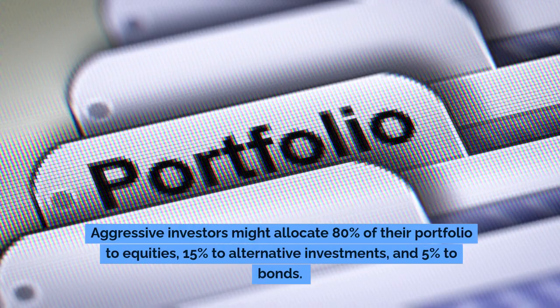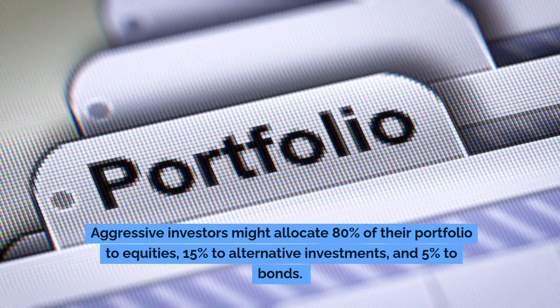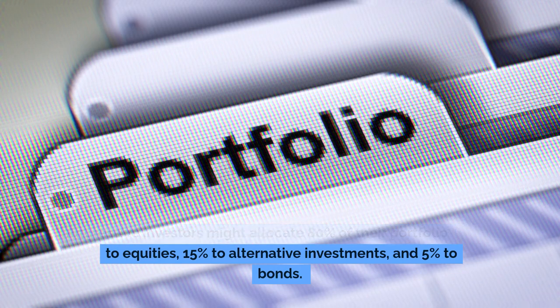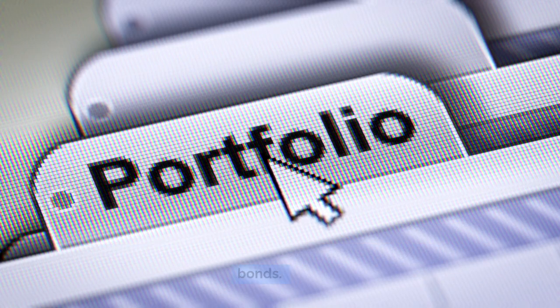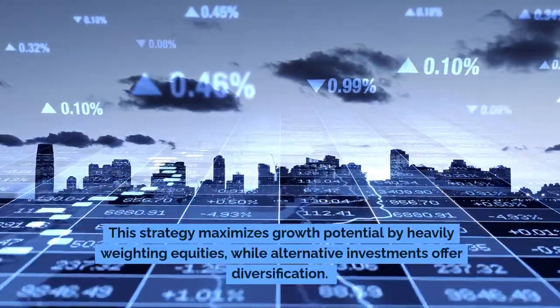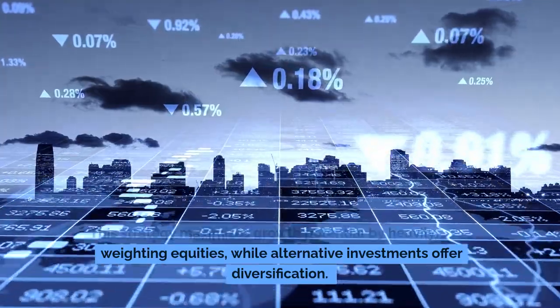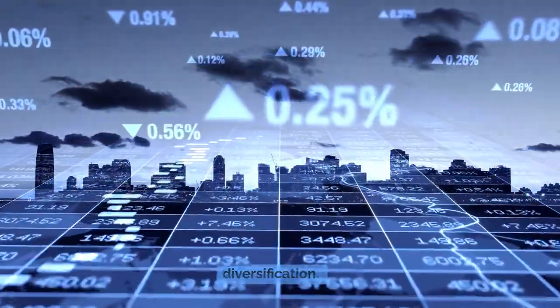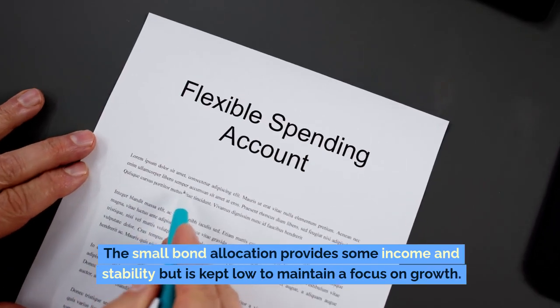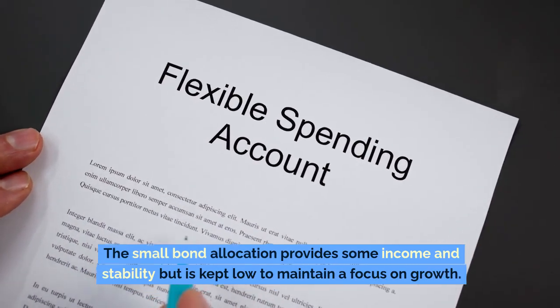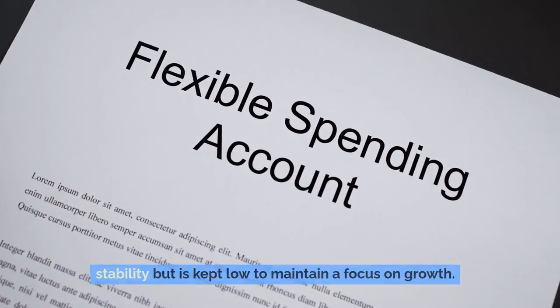Aggressive investors might allocate 80% of their portfolio to equities, 15% to alternative investments, and 5% to bonds. This strategy maximizes growth potential by heavily weighting equities, while alternative investments offer diversification. The small bond allocation provides some income and stability, but is kept low to maintain a focus on growth.